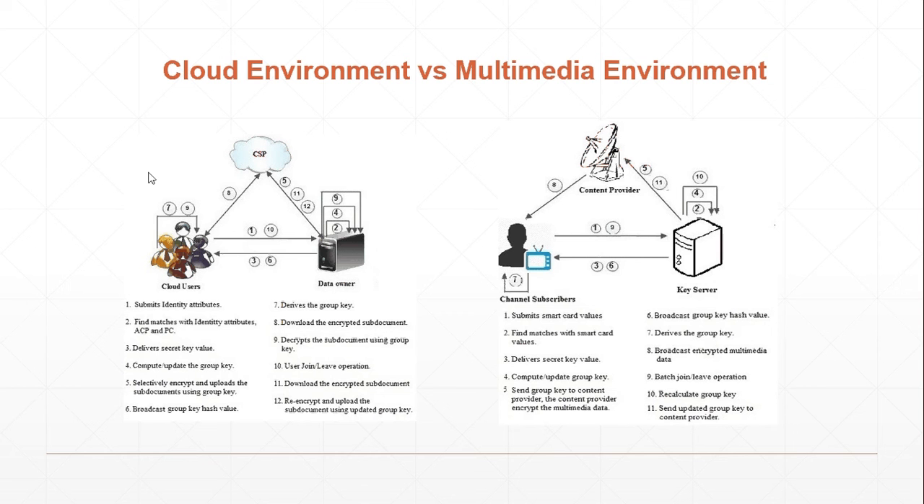First, the cloud users submit their identity attributes, which contain what kind of user they are, their age, and other extra information, to the data owner, hereafter called the key server. The key server finds matches with the identity attributes according to the access control policy and policy configurations, and delivers the secret key values to the cloud user. At the same time, the data owner computes and updates the group key.